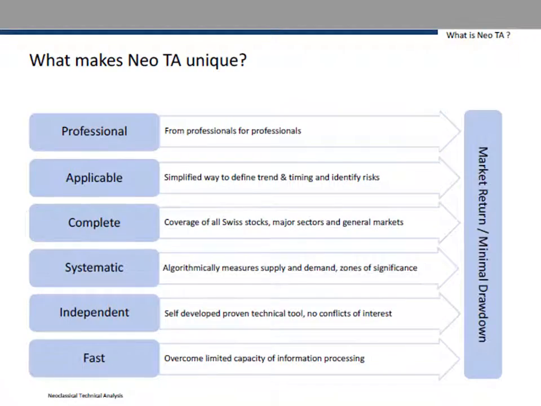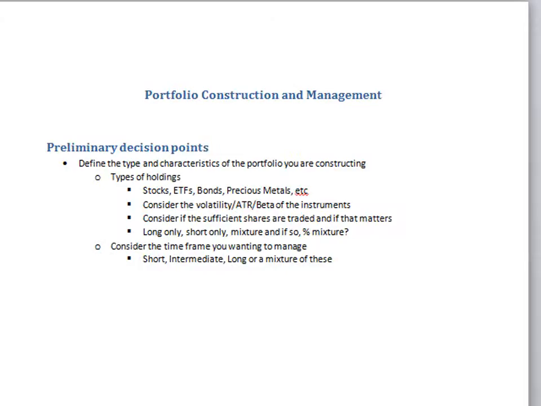Now, in the construction and management of the portfolio, before you begin, you actually have to make some decisions, and in some cases you've probably already made those, about what you're going to hold. Is it going to be stocks, ETFs, bonds, precious metals? What kind of volatility, the beta of the instruments you're holding, and so forth. I'm not going to go into those as much as to say the model will facilitate the portfolio management of these types of instruments as long as they're in the Swiss universe of stocks and ETFs.